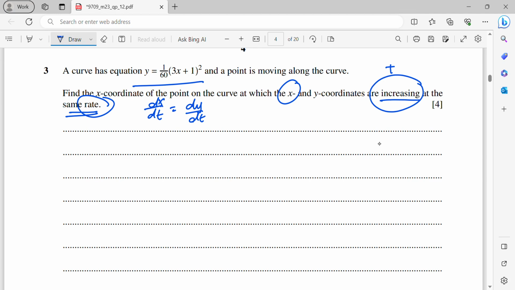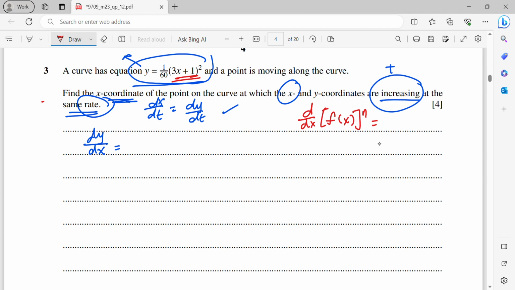Alright, so what I need to do is find the x coordinate. From here I can get dy/dx, because you are given dx/dt and dy/dt. Now for the differentiation, I'm going to use this formula, d/dx of [f(x)]ⁿ. When you differentiate, you see here the square is for (3x + 1), it's not for 1/60. So for the square of (3x + 1), you apply this formula.